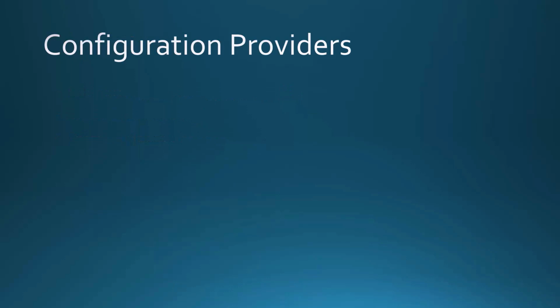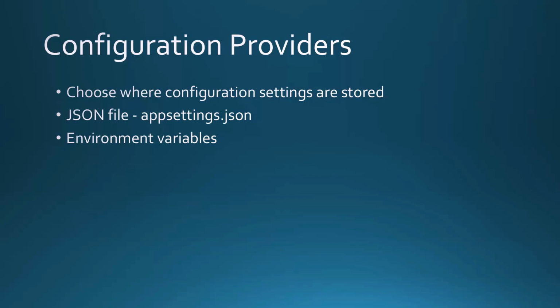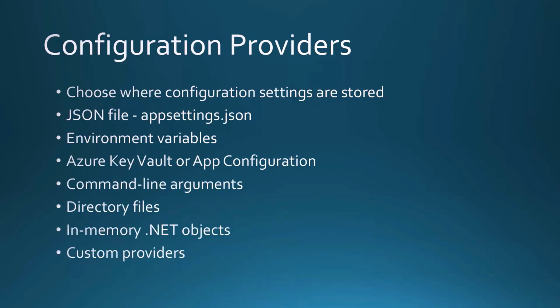With ASP.NET, you can choose where your configuration settings are stored. You then use a specific provider to determine how those settings are read and from where they are read. For example, they can be read from a JSON file. They can be read from environment variables, an Azure Key Vault or app configuration, command line arguments, directory files, in-memory .NET objects, or it could even be some sort of custom provider that you create. Maybe you're going to read it from a database table, for instance. But you can configure through some settings where configuration settings are stored.